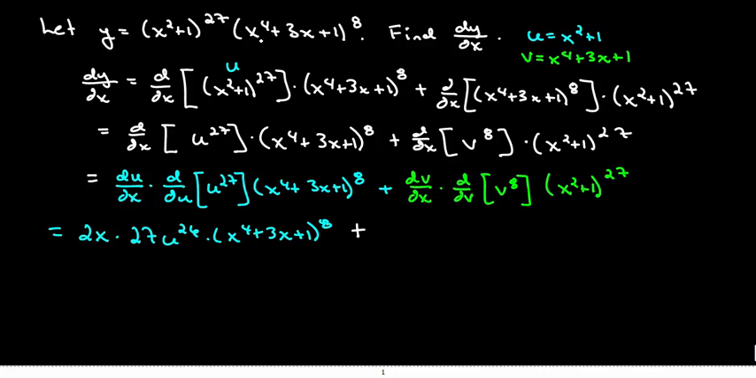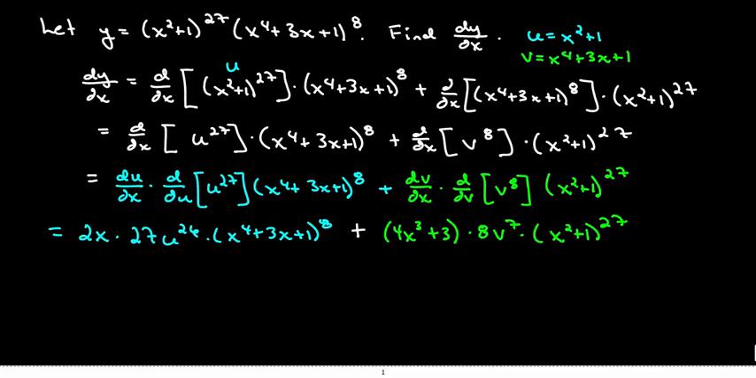Now let's work on this guy over here, and I'll work on simplifying this in a minute. So dv dx is the derivative of this guy with respect to x. So dv dx is equal to 4x to the third plus, oops, not plus 3x, just plus 3. Okay. And now we'll multiply that by d dv of v to the 8th, which we know is 8v to the 7th. And of course, we've got this guy here at the end trailing along.